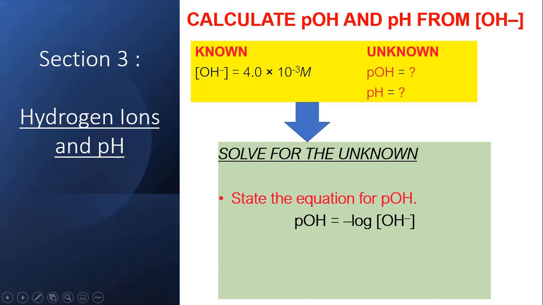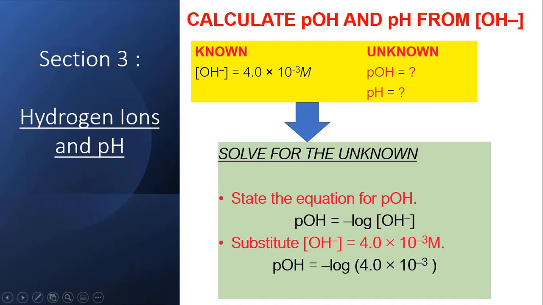First of all, we should calculate pOH. From pOH, we will get the pH. How to solve this? You will use the concentration of OH negative to get pOH, which equals negative log of the concentration of OH negative. So you substitute the value of OH negative, which is 4 times 10 to the power negative 3 molar. pOH equals negative log of 4 times 10 to the power negative 3. Using your calculator, you will find that pOH equals 2.4.